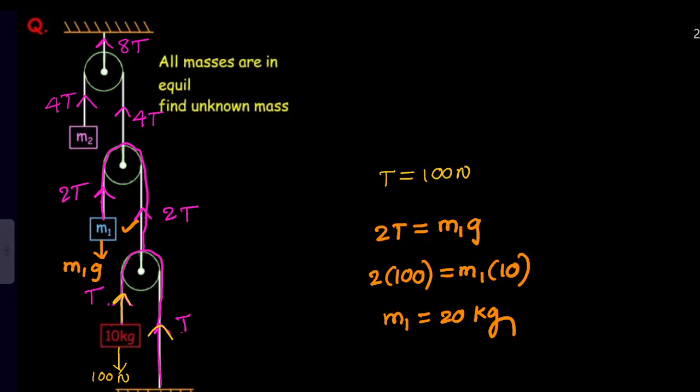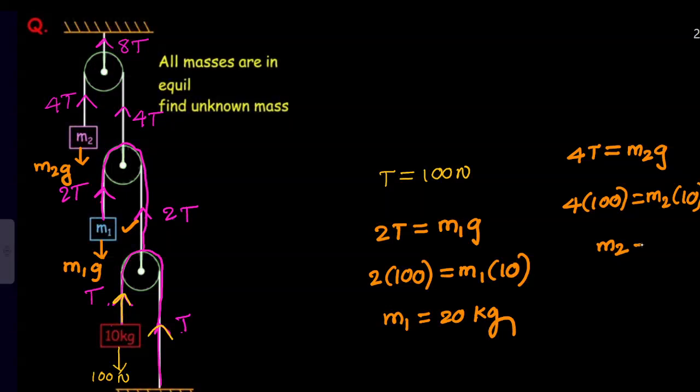Next, coming to the M2 block. This weight is equal to M2G. Now what happens? Upward force is balanced by downward force. That is 4 into T, with T value 100, equal to M2 into G, with G value 10. So how much is M2? It is equal to 40 kg. Right? Understood? That's it.